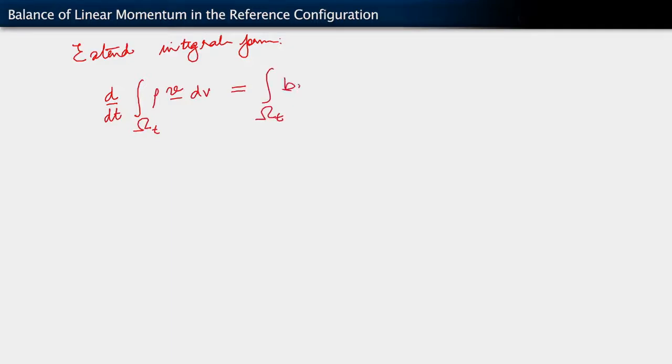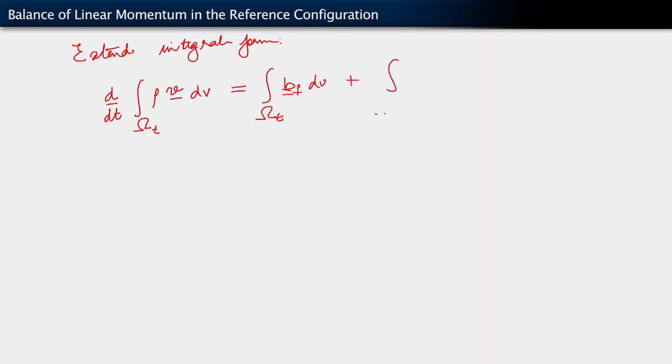What one needs to do then is to properly extend the integral form of the balance of linear momentum. We need to extend the integral form as follows, right? We have the time derivative of the linear momentum, the body force as before, nothing to be done here.